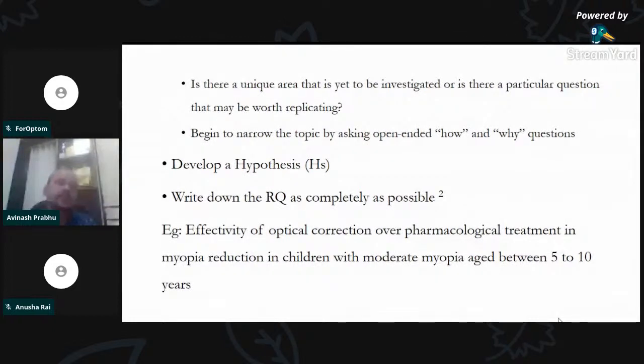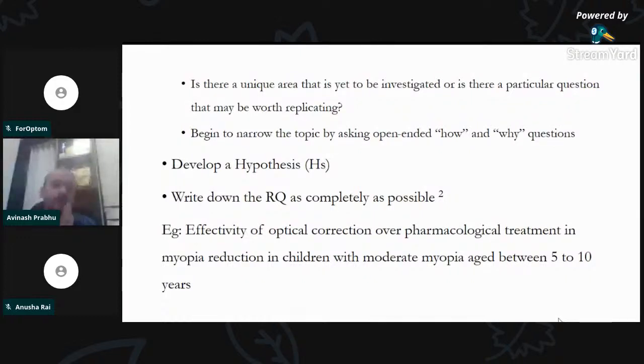Then begin to narrow down your topic and ask open-ended questions. You need not ask others. You just question yourself, how and why. So once you get a research question, assume you have thought, okay, this is the most refined question that I have come up with, then start asking yourself again how it can be done or why. Ask open-ended questions so that you will get some answers or ideas for that. You need to develop a hypothesis for this, and after that, you need to write down the research question as completely as possible.